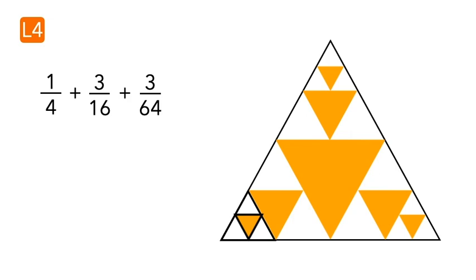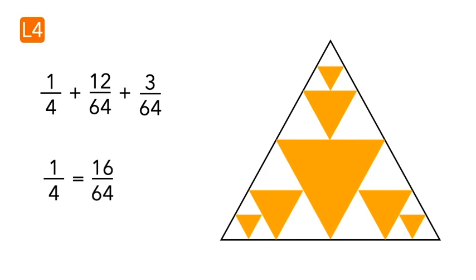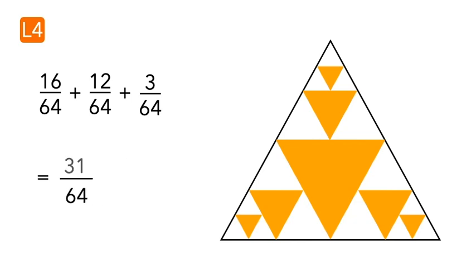Now, how do we add those fractions together? Well, we need a common denominator of 64, so I'll multiply 3/16 to get 12/64, multiply my quarter to get 16/64, add all those together, and I'll get 32/64 as my answer.